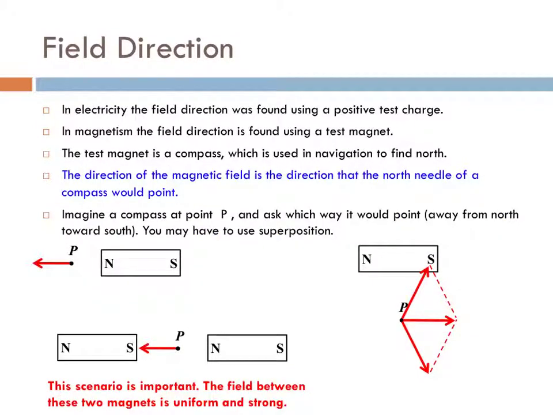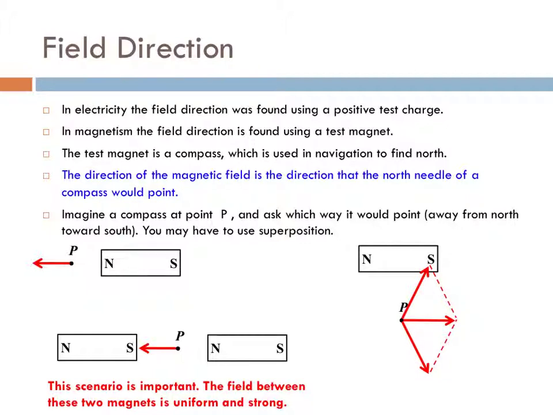So what we can do is find the direction of the electric field or the magnetic field at a certain point, and you can use vector notation to add all these things up. So remember, in electricity, the field direction was found by using a positive test charge. Well, in magnetism, the field direction is going to be found by using a test magnet. The test magnet in this case is going to be a compass, which is used in navigation to find north. Now, the direction of the magnetic field is the direction that the north needle of a compass would point.